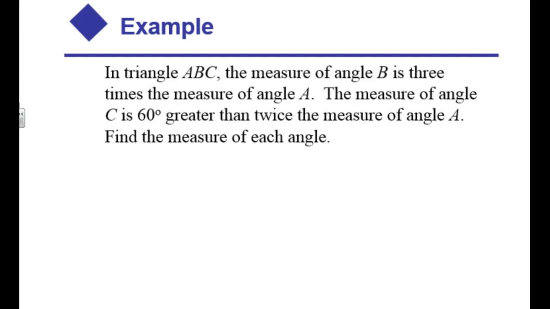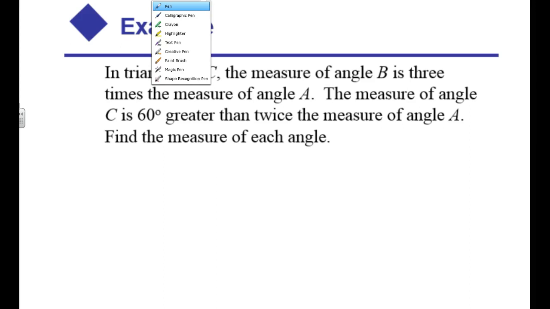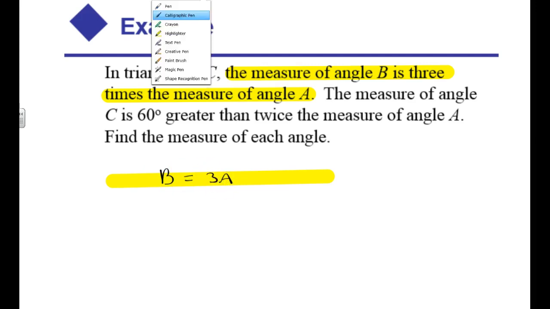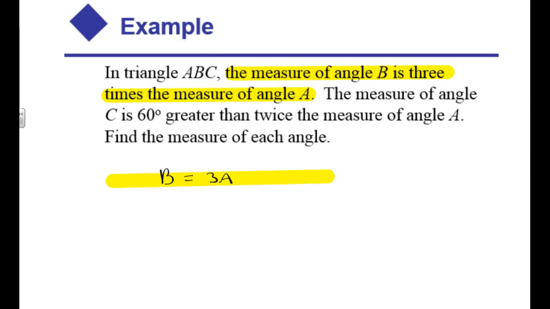So probably the simplest type of problem is the triangle. So I'm going to write 3 systems of equations here, and it says the measure of angle B is 3 times the measure of angle A. So let's go ahead and write this statement. It should look like angle B equals 3 times that of A. The next sentence that I see, the measure of angle C is 60 greater than twice the measure of A.